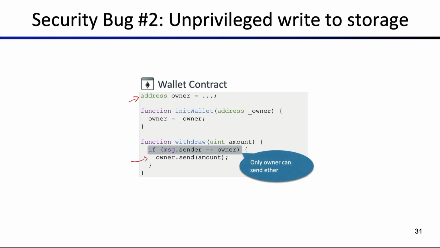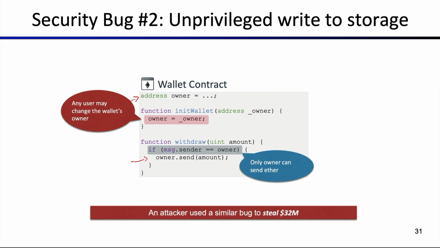If you look at this particular line here, only the owner can send ether, right? So there's a security check, an access control check, very good. However, any user may actually change the wallet's owner, because any user can call the function initWallet. There is no check on who is eligible to call it. Hence, you can just set yourself as owner and then withdraw the entire amount in this contract. You see, getting smart contract security right is not an easy feat. An attacker used this or a similar bug to steal over 32 million US dollars at the time.